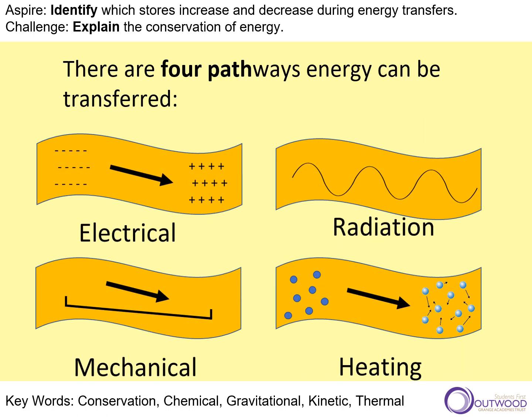Now, there are four pathways energy can be transferred via: electrical, mechanical, radiation, and via heating. So they are the four pathways that energy can be transferred. I have to be really clear here. There are energy stores such as kinetic, gravitational potential, thermal, nuclear, and so on. They will transfer energy to different stores, say, for example, from gravitational potential to kinetic, and it might occur via a certain pathway.